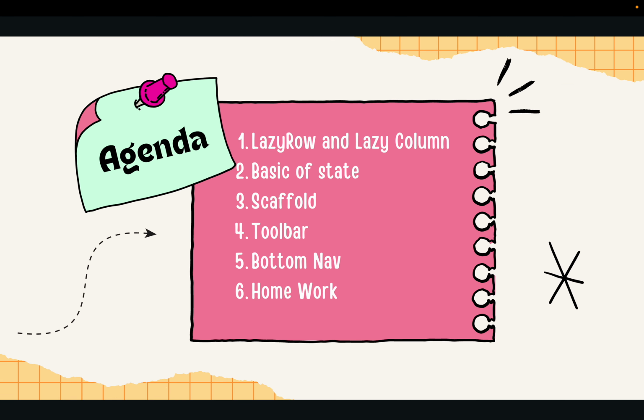So in this section, we are going to cover the lazy row, lazy column, basics of state handling in Jetpack Compose, scaffold, toolbar, bottom navigation, and I will give you some homework so you can practice your knowledge. In this particular video, we are going to just learn about the lazy row and the lazy column, and we are going to go very slow so you can practice and learn deeply.